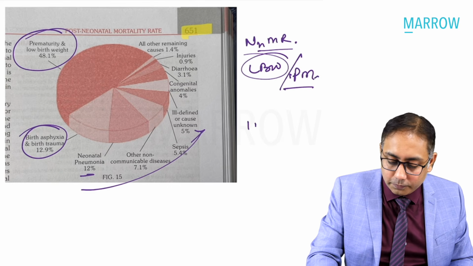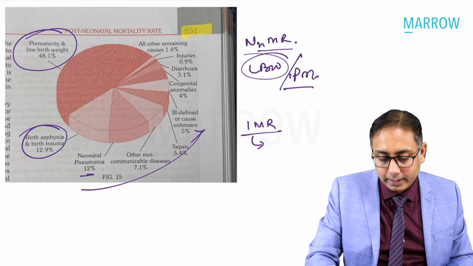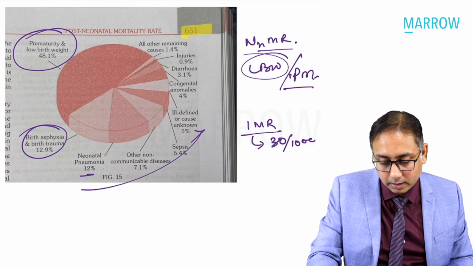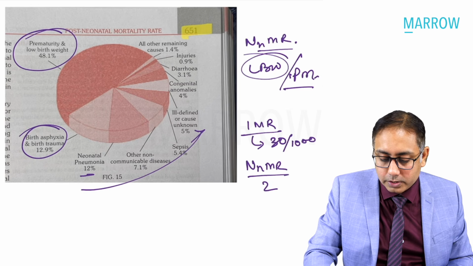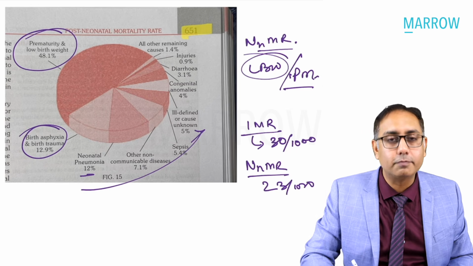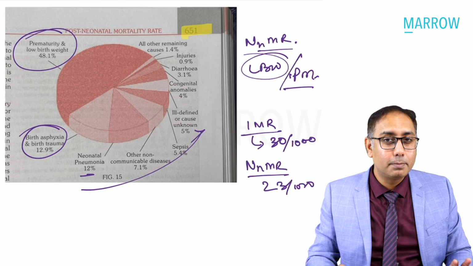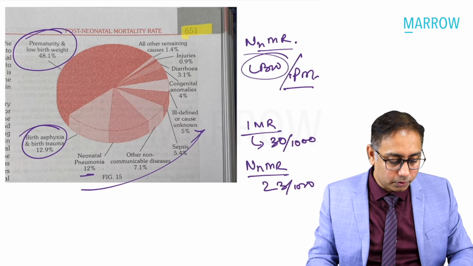I would also like to emphasize that the infant mortality rate in India is 30 per 1,000 live births. The neonatal mortality rate in India is 23 per 1,000 live births. So these are some important numbers you would like to remember for your exam.